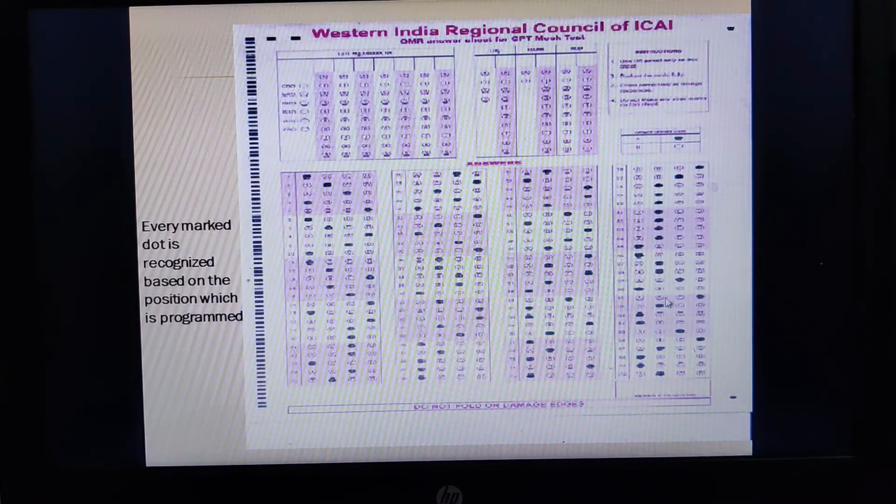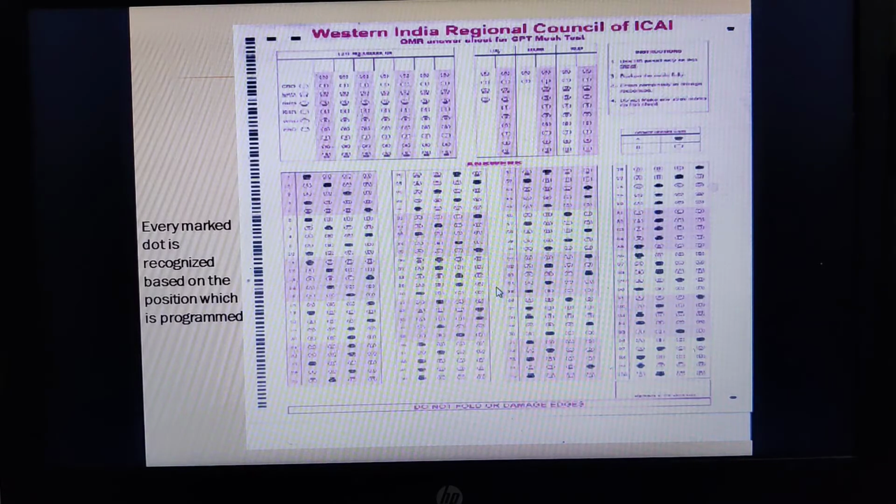So where exactly are these extensively used? These are extensively used in applications like objective type answer paper evaluation, in which a large number of candidates appear, and it is also used in factories to maintain the time sheets of the employees. Every mark is recognized based upon the position which has already been programmed.